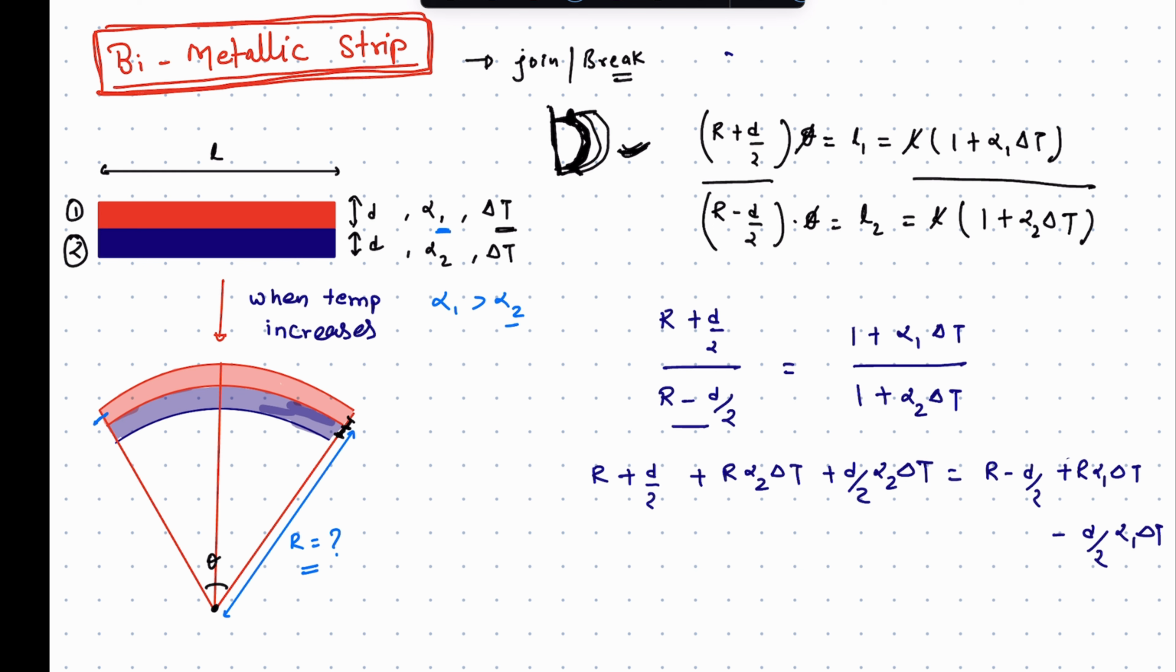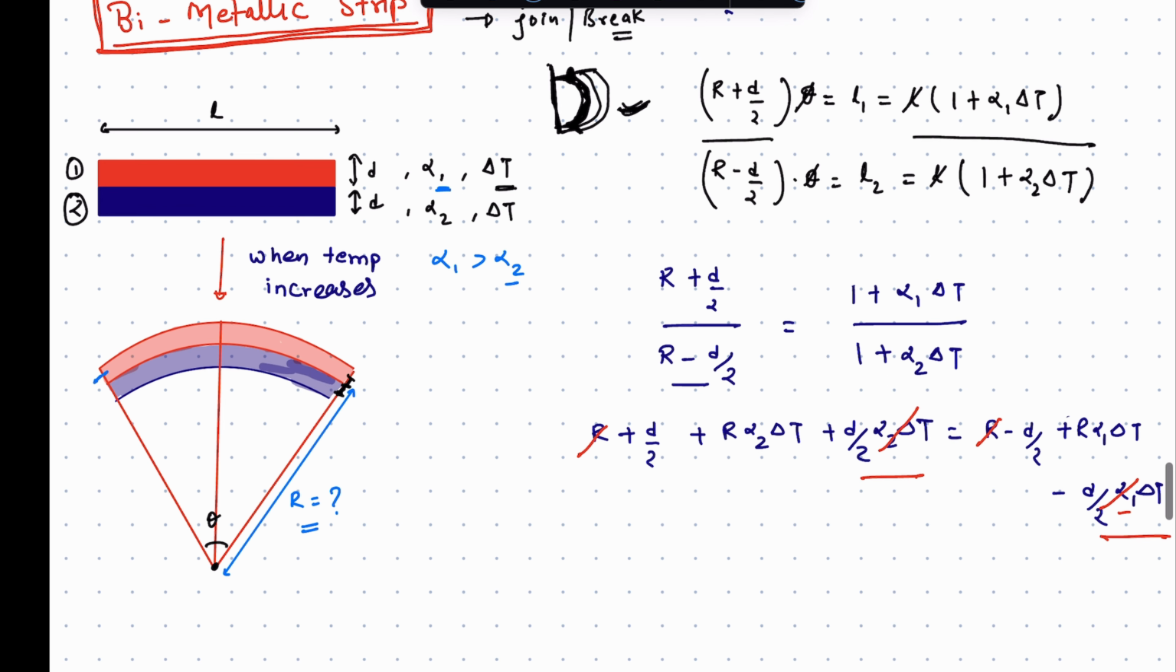Now here this term and this term will be cancelled out. Why? Because D is very small, and alpha 1 and alpha 2 are very small, so comparatively we can take it as negligible. So this term and this term I am cancelling. Second, R and R are cancelled out here.